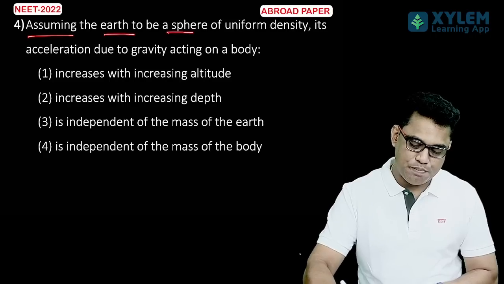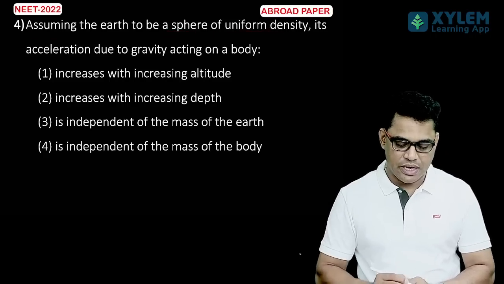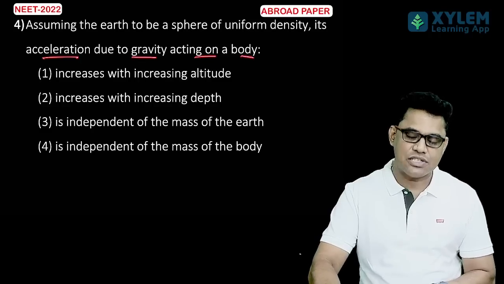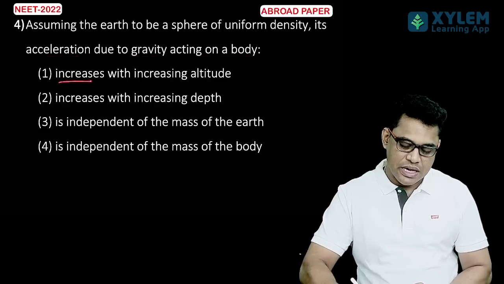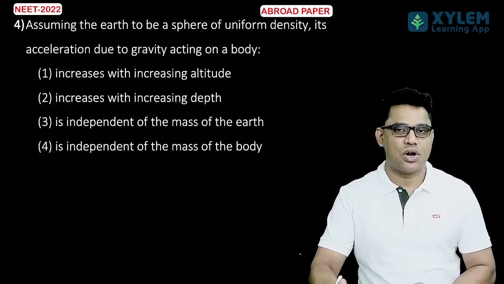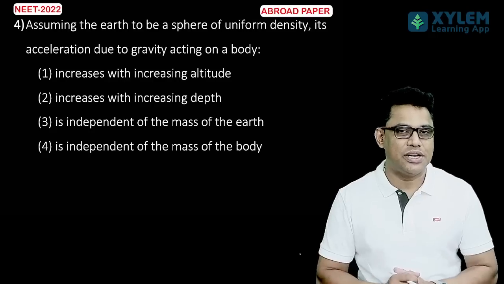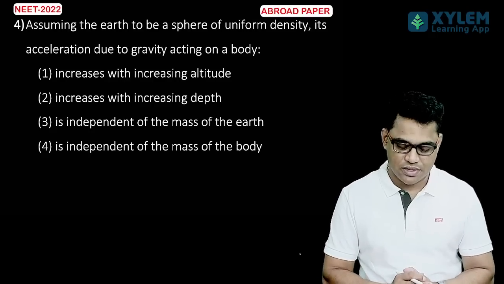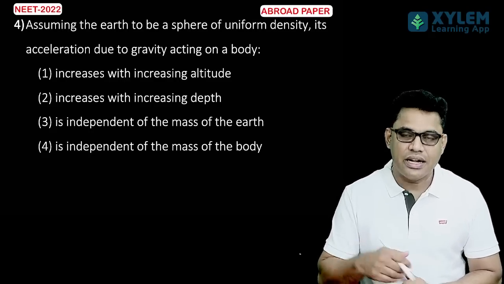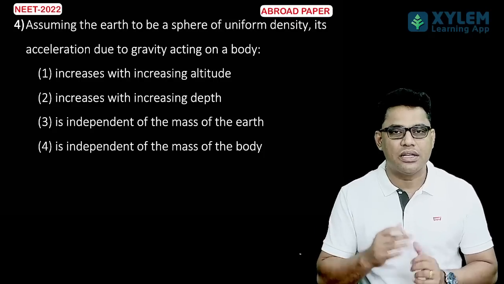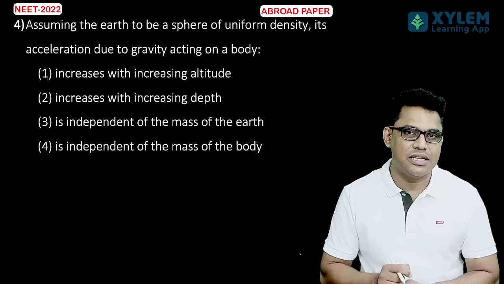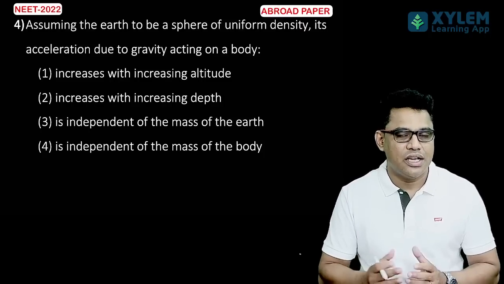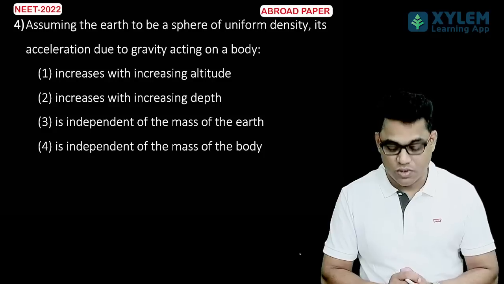Assuming the Earth to be a sphere of uniform density, its acceleration due to gravity acting on a body. Option one: increases with increasing altitude. That is wrong. As you go up, acceleration due to gravity decreases. That is a well-known fact. Increases with increase in depth? No, as you go deep into the earth, acceleration due to gravity decreases, and finally at the center of the earth, it becomes 0. Therefore, the second option also is wrong.